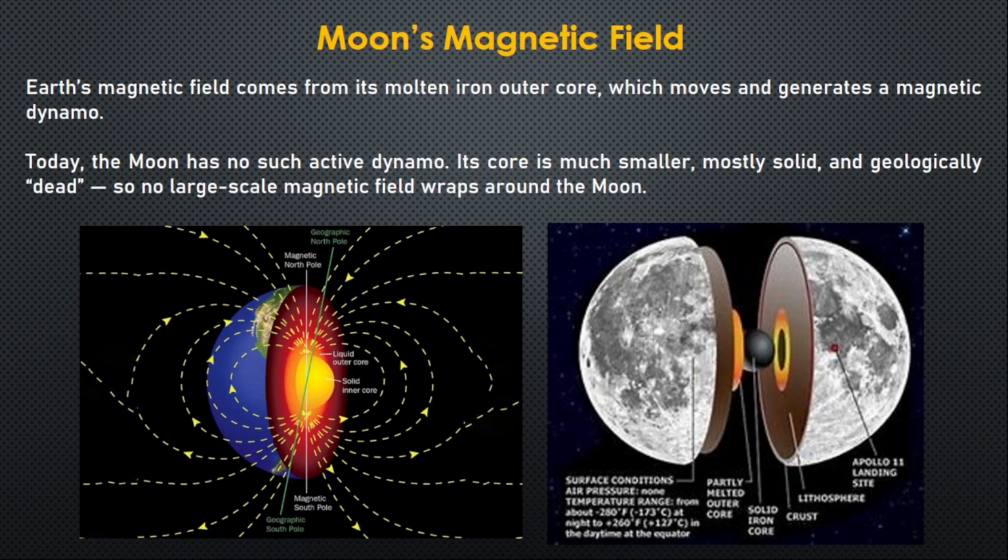So how about the moon's magnetic field? You remember, the Earth's magnetic field comes from molten iron in the outer core, right? So look at the Earth's interior. You have the solid inner core, you have the liquid outer core. So it comes from there.